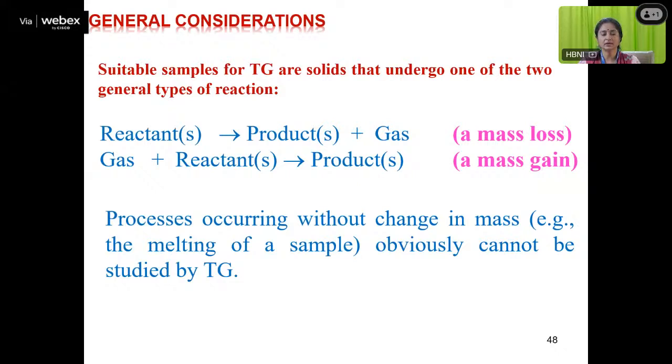The suitable samples for thermogravimetry are solids that undergo one of two general types of reactions. Reactant gives product and gas, a mass loss will be there. Gas plus reactant gives product, a mass gain will be there. Processes occurring without change in mass, for example melting of a sample, obviously cannot be studied by TG. Melting or phase change cannot be studied by TG.